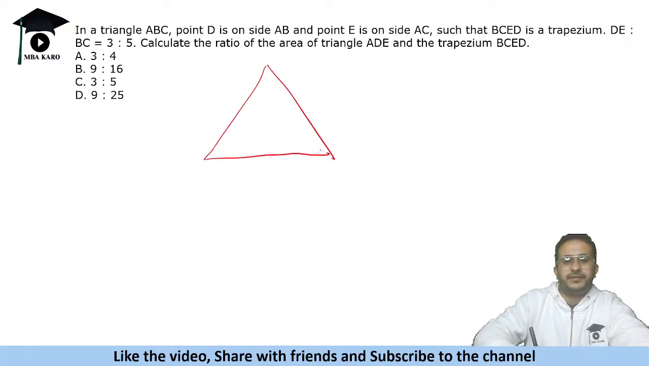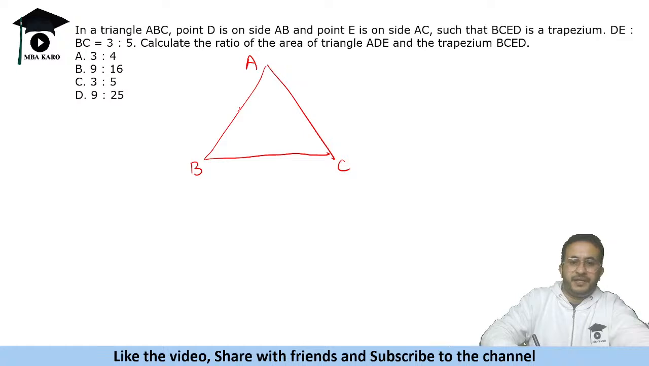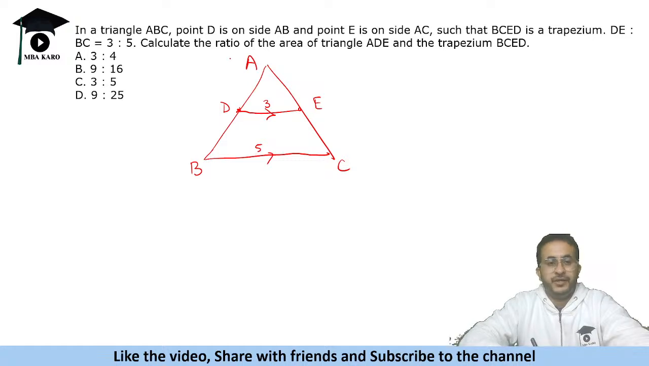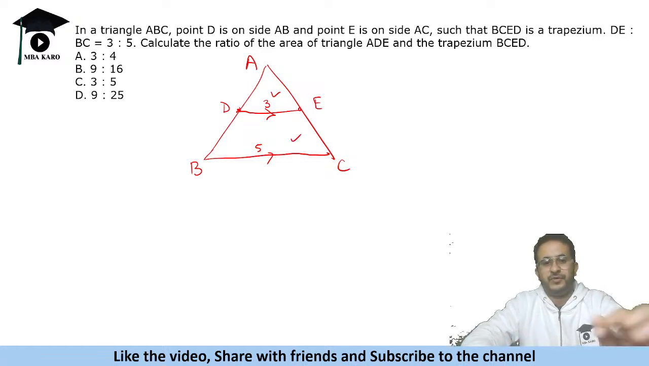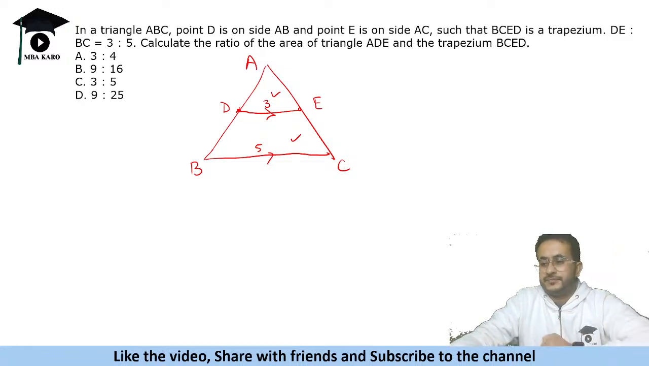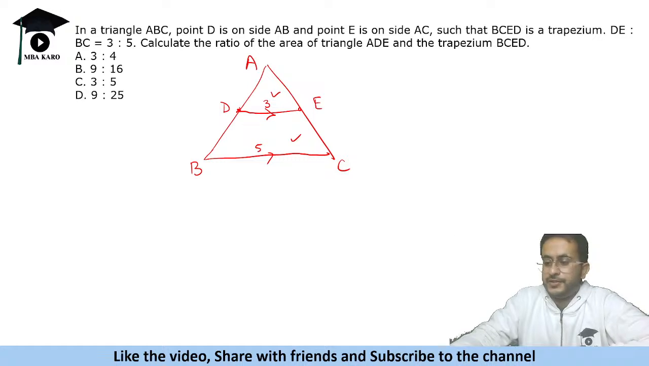So first let's make the triangle. Then D is on AB and E is on AC. BCED is a trapezium. So this is a trapezium. That means these are parallel sides. Okay. Now information is given that DE ratio BC is 3 ratio 5. You need to find the ratio of the area of triangle ADE and the trapezium BCED. Easy question. It was just about visualization and making the diagram for it. Okay, so quickly comment and tell what will be the answer to this.